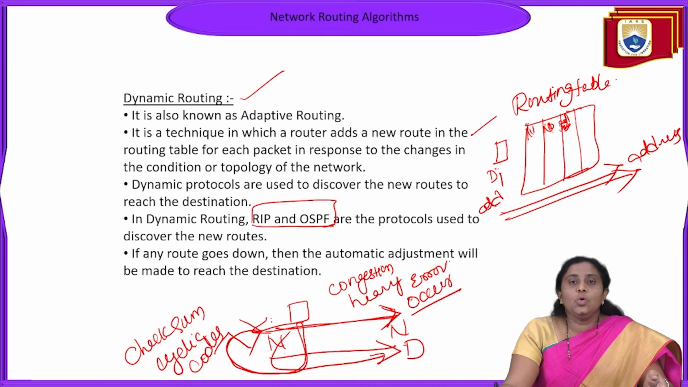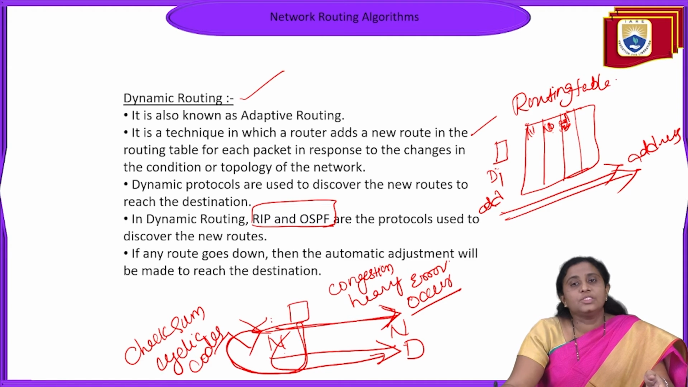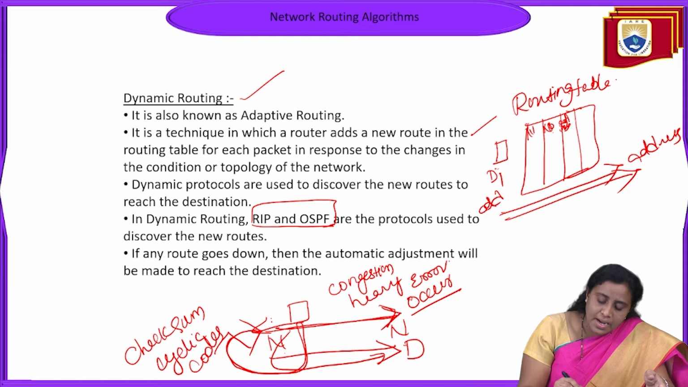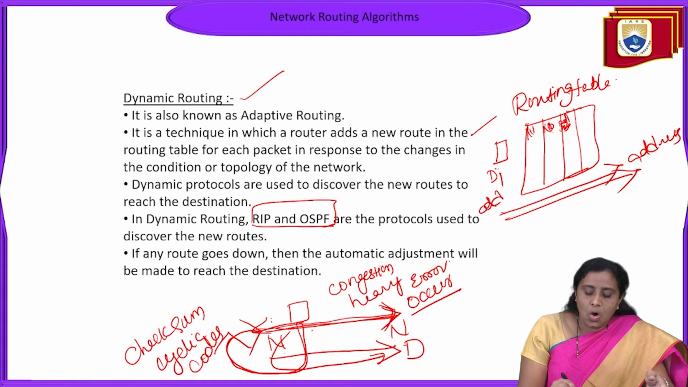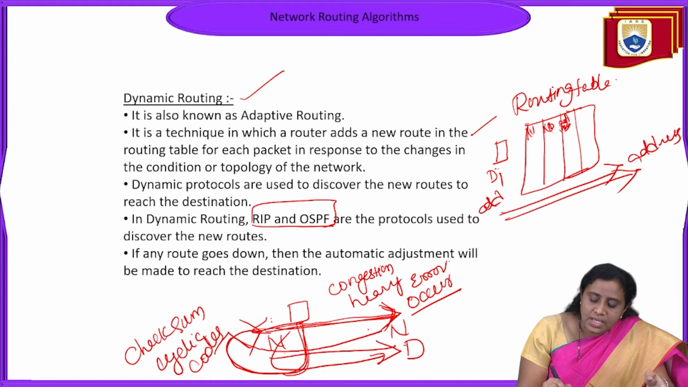So if any route goes down, then the automatic adjustment will be made to reach that destination. That's as I already explained. If, while sending or passing the packets from one node to another node, there is any disturbance or any data packet is discarded, then an automatic adjustment will be made to send that packet to the destination by some other route.